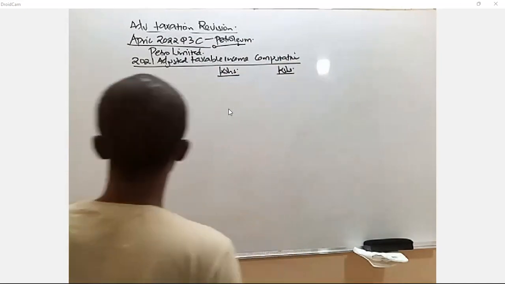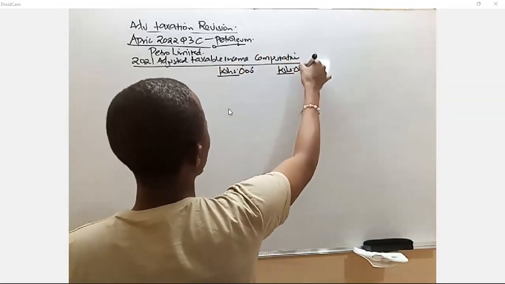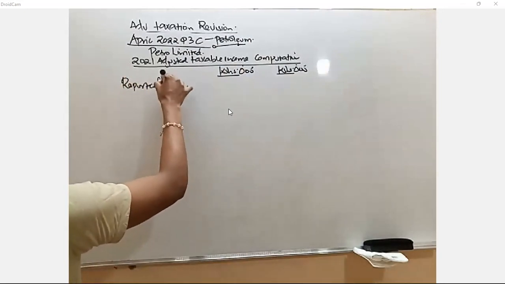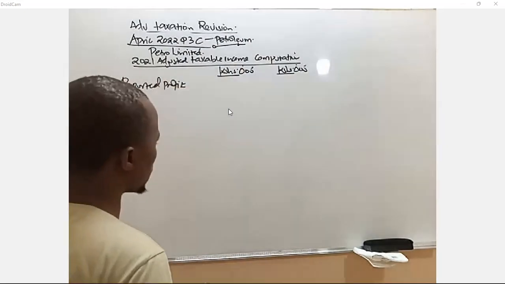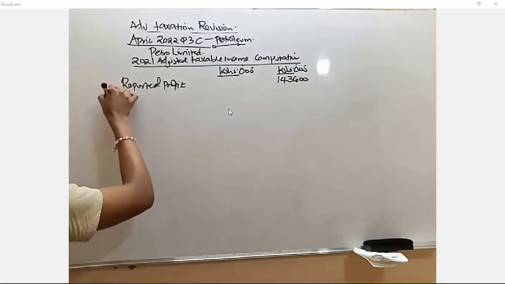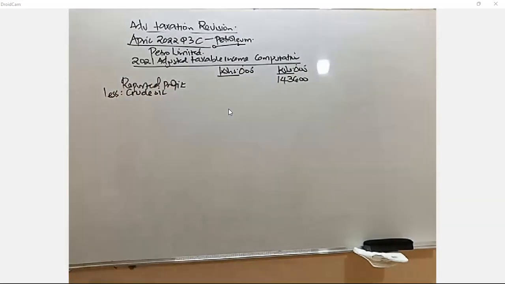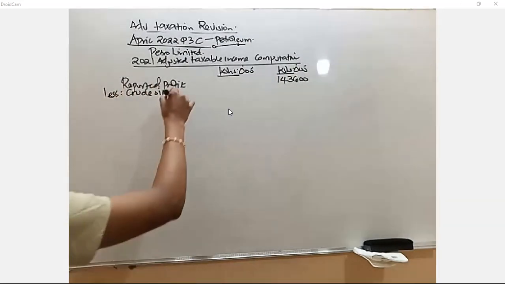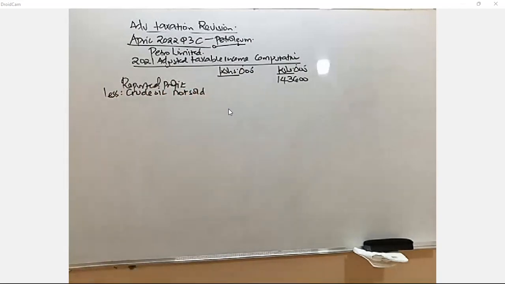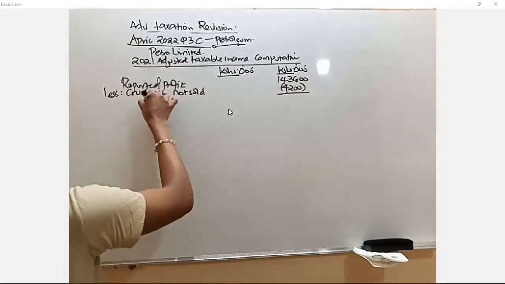of Kenya shillings. So the reported profits, let me just reduce it to thousands, minimize my shillings. So our reported profit is how much? We are being given 143,600. Then we less the crude oil which we are being told was not sold, amounting to 4,200. What is my net income here?